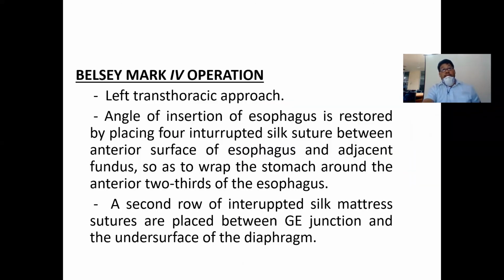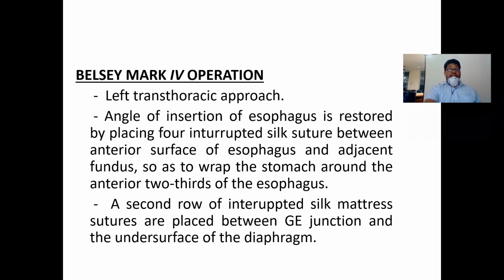And lastly, we have the Belsey Mark IV operation. Here we start with the left transthoracic approach. So we have to open the thorax. The left side of the thorax is opened, and there we first do this step, that is, the angle of His is restored by placing 4 interrupted sutures between the anterior surface of the esophagus and the adjacent fundus, so as to wrap the stomach around the anterior 2/3 of the esophagus.